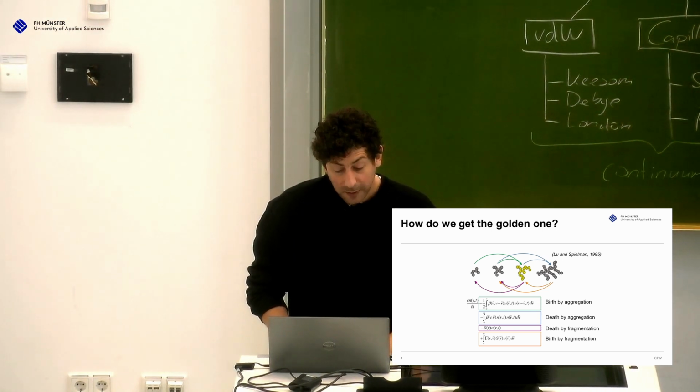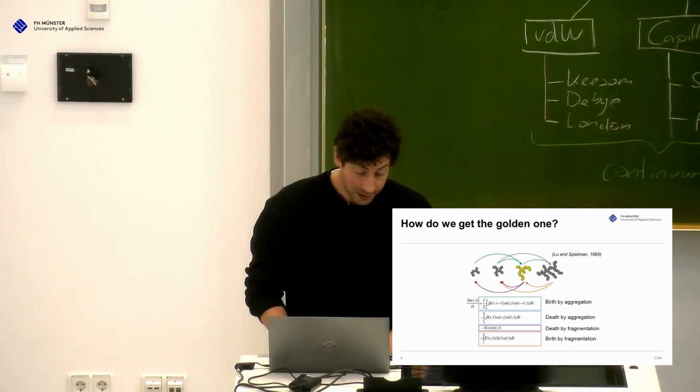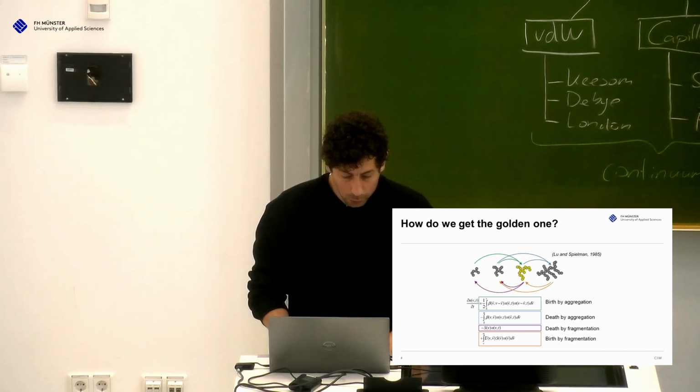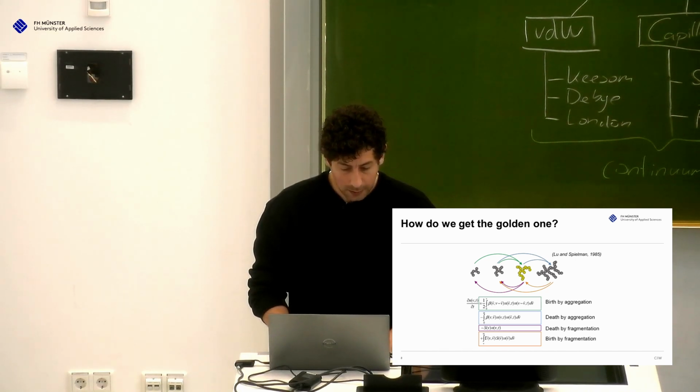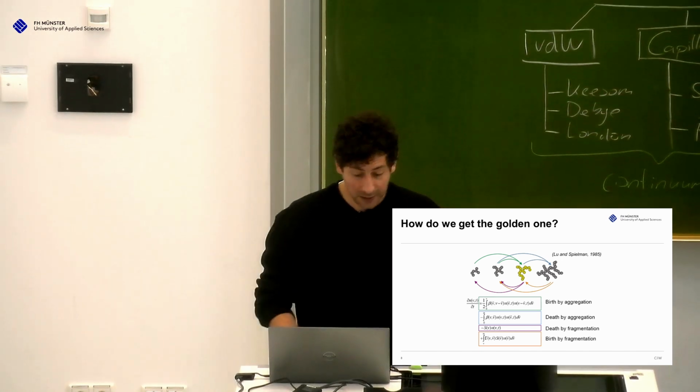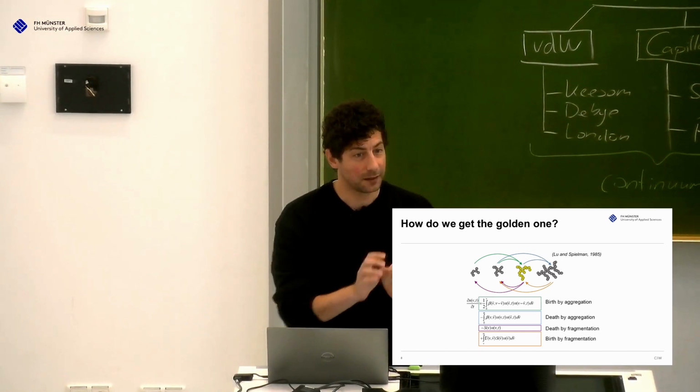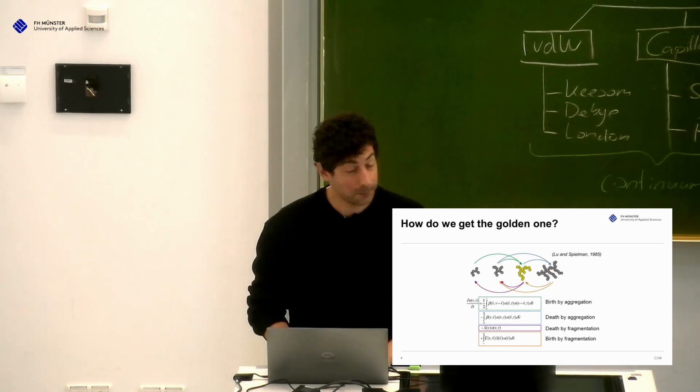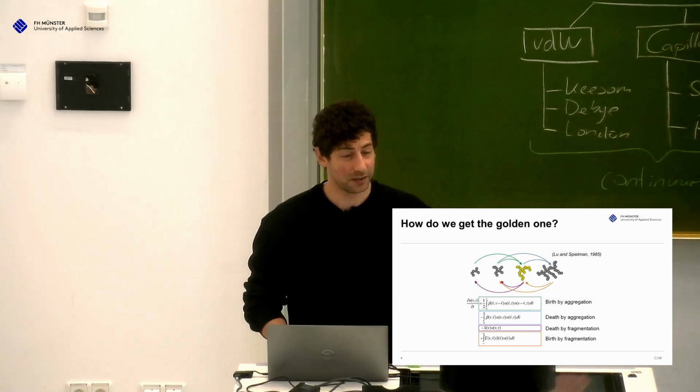But we also have death by aggregation. And death by aggregation is the blue one. And this means that this one meets another one. So we have the golden now, but he meets this one, and they stick together. So now we have this big guy here. So we already lose a golden one.